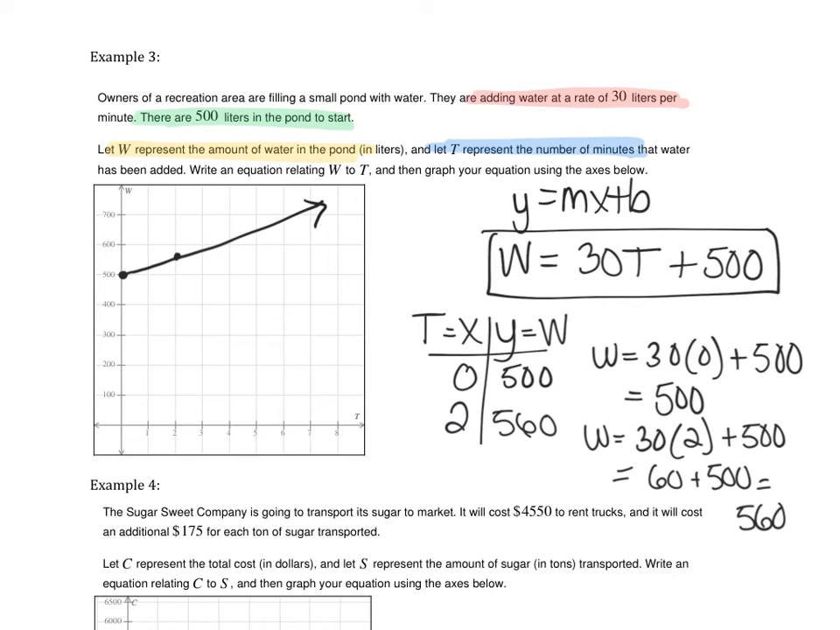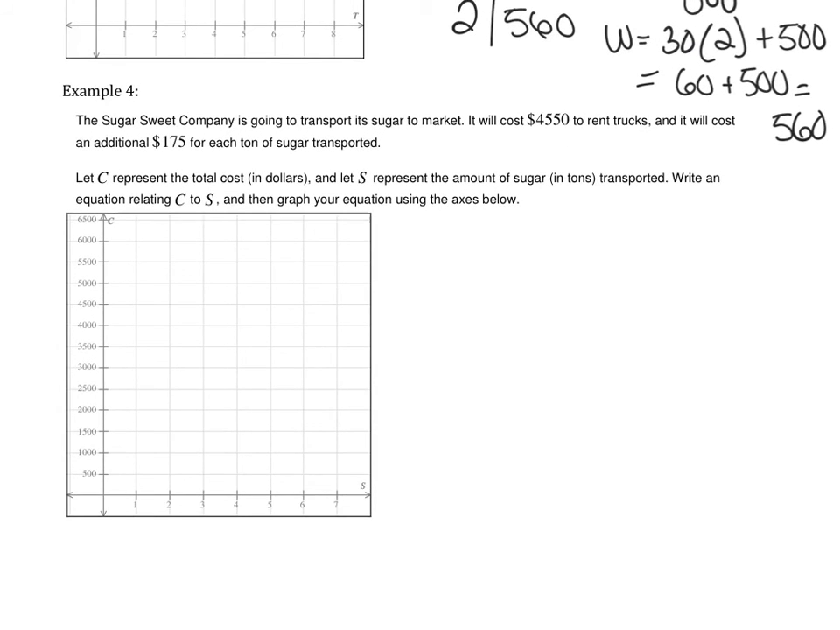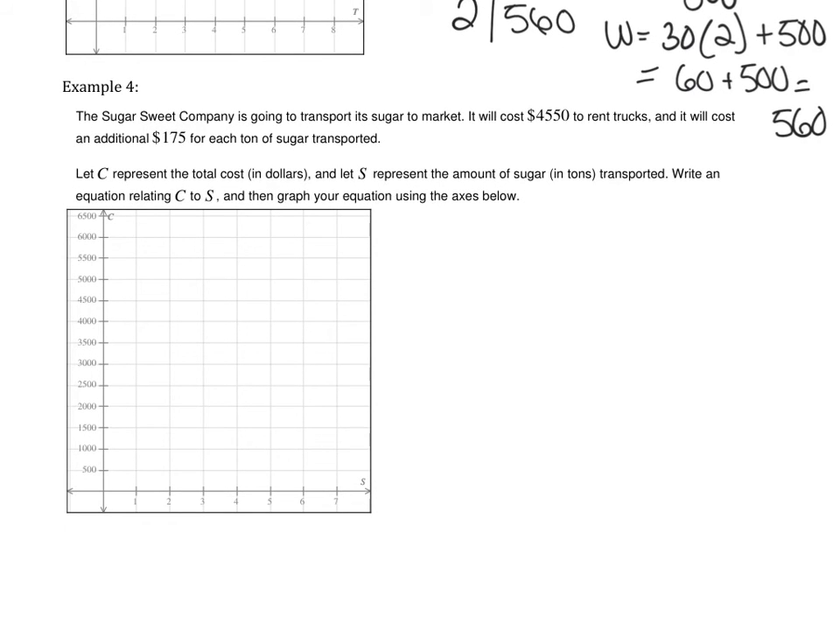Okay, and that's it. So you have to write an equation, and then you have to graph an equation. So let's try one more example down here. All right, in this example, again, we have to identify the slope and the y-intercept and then figure out which one is our independent and dependent variable.